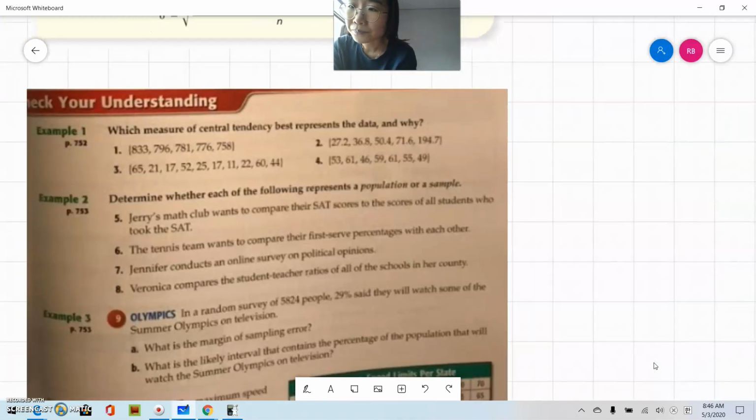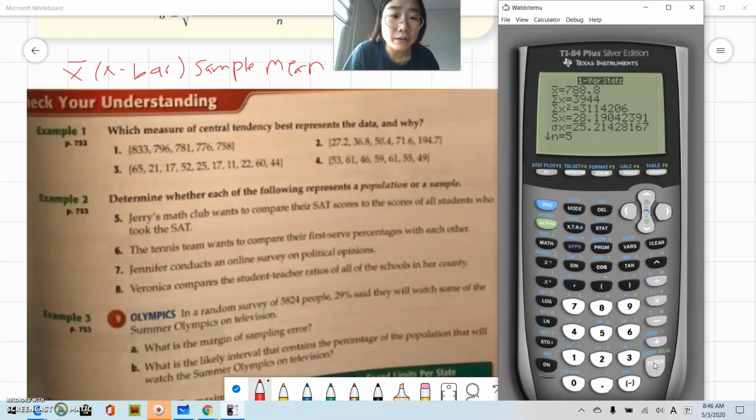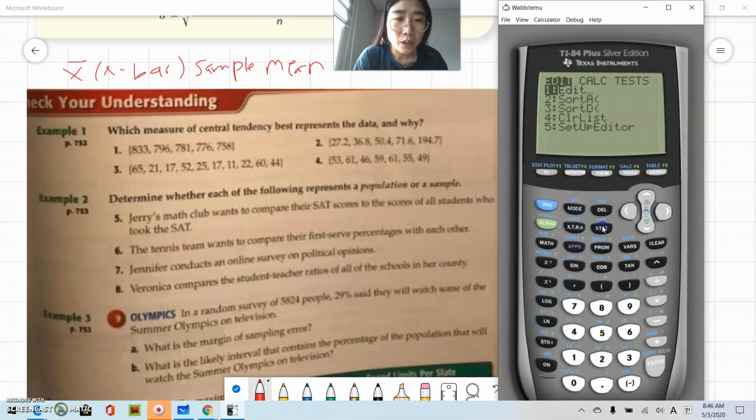We call this x-bar, and this is the sample mean. So for number 1, our x-bar was 788.8. So the mean is 788.8. What if I want to find out the mean of number 2? Well, you go back to Stat, go to Calc, 1-Var Stats, change your list to L2, so it's a second 2. Calculate. And then it shows me the mean, which is 76.14.